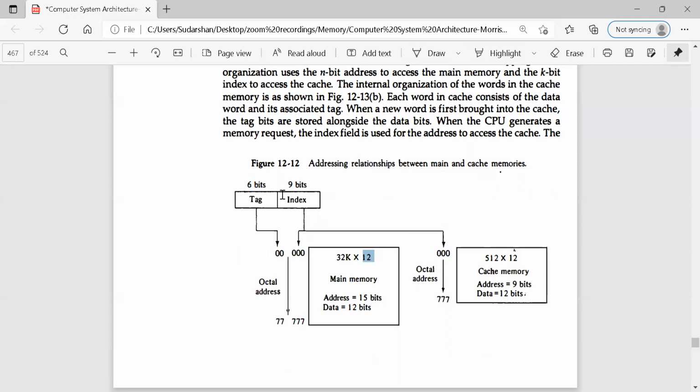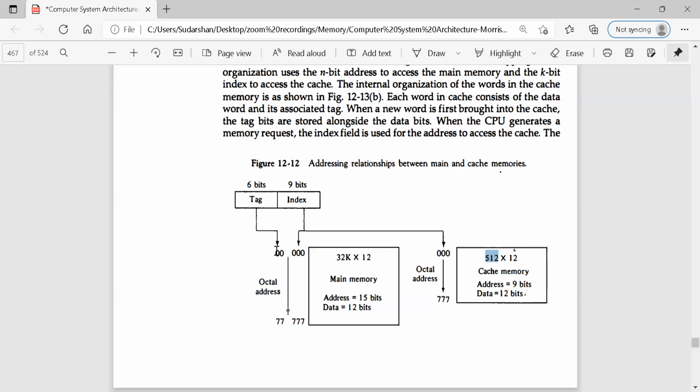What we have done here, we have divided your main memory address into two parts: a tag part and the index part. The index part is 9 bits. Of course, I did explain this. These 9 bits are based on the size of your cache memory. Since your cache has 512 storage locations, we require 9 bits to access each and every cache memory location. That's why we have the index as 9 bits.